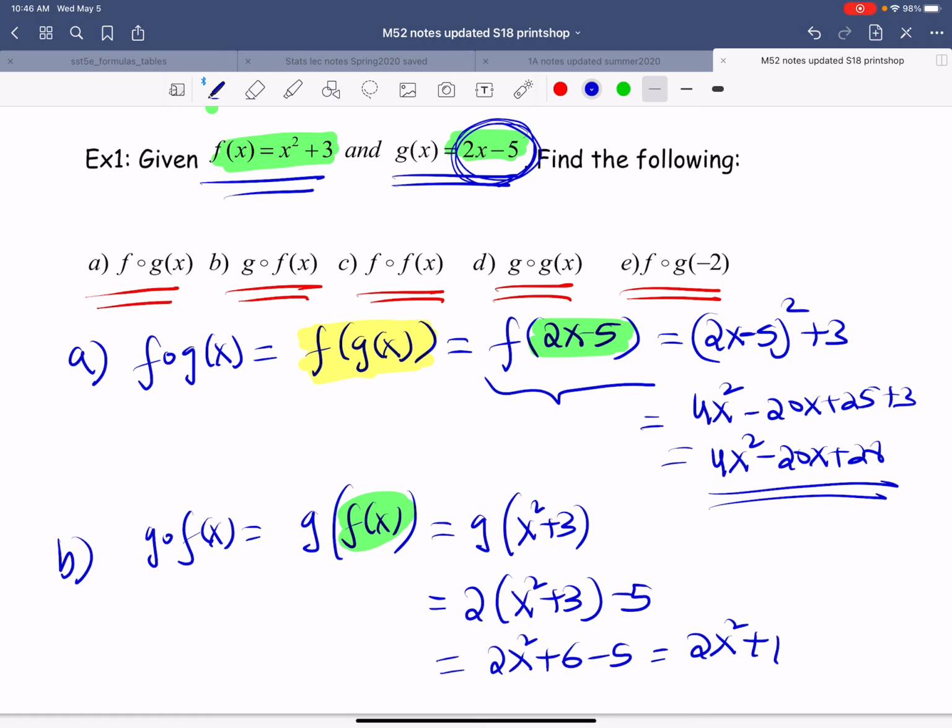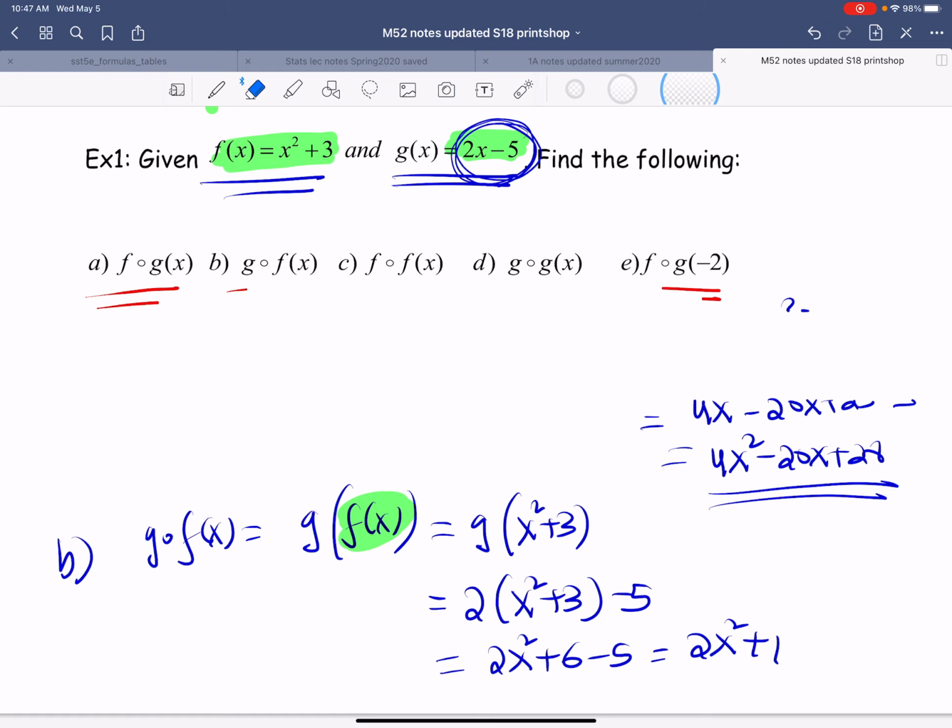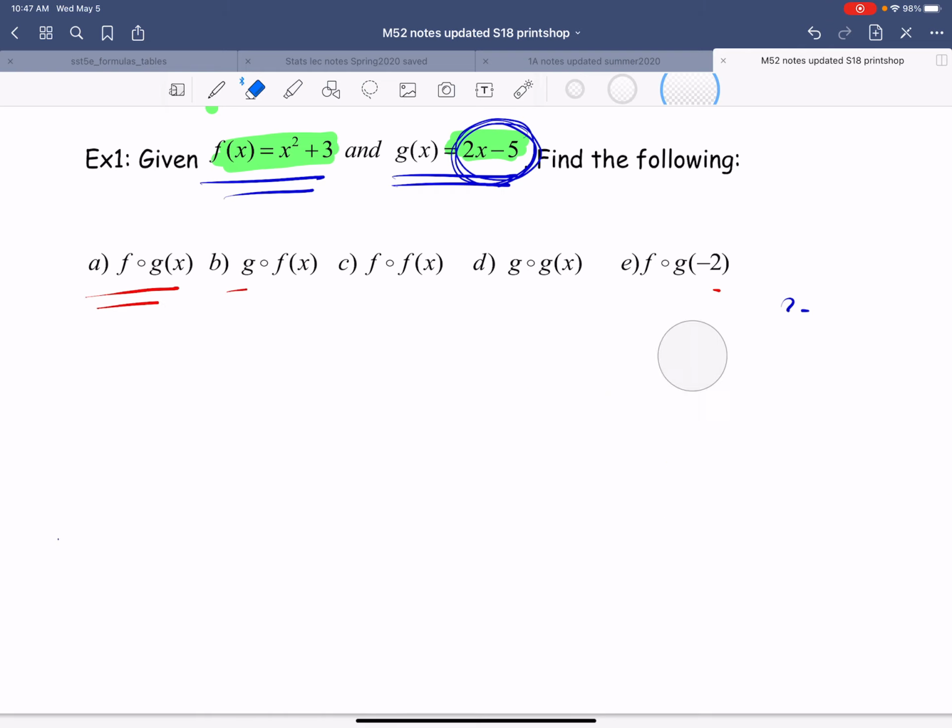Now next, you can also compose a function on itself. For part C, we're looking for f of f of x. I'm going to go ahead and clean this up so that I have space to do part C and part D. I don't want to do it on the next page. So I'm going to be clearing this and looking at part C now.